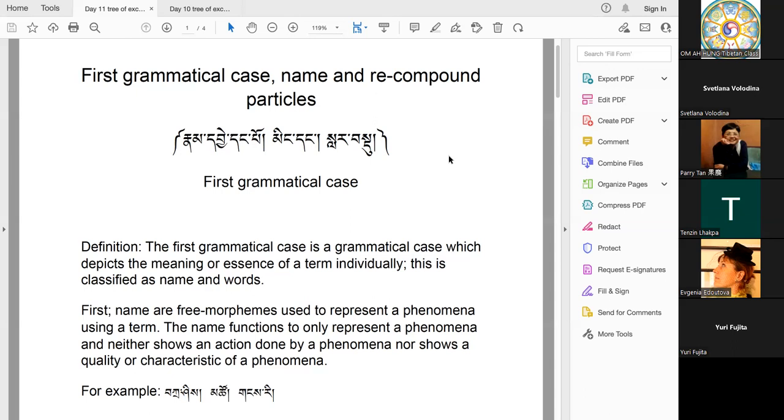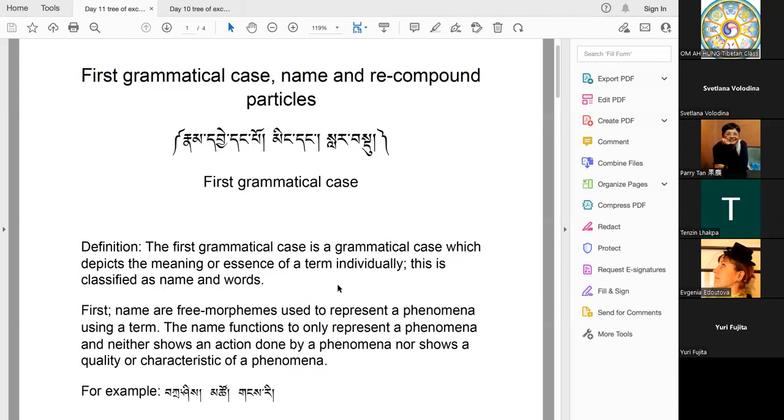When I say represent phenomena, what I mean is, as the definition states, the first grammatical case is a grammatical case which depicts or shows or represents the meaning or the essence of a term individually. So it only shows a meaning. It represents a name only. It represents an essence only, a meaning only, nothing else.